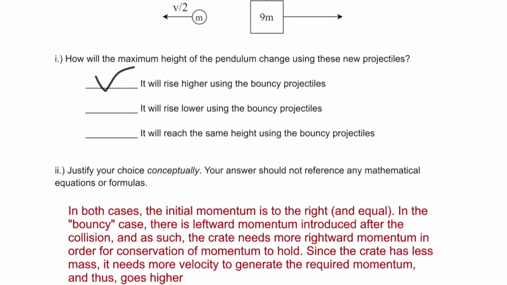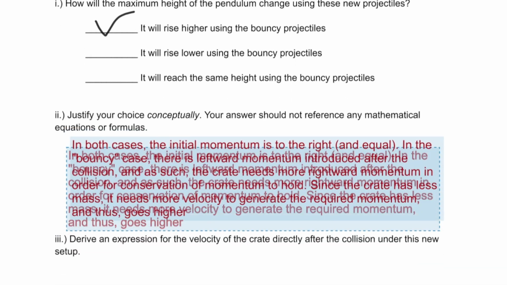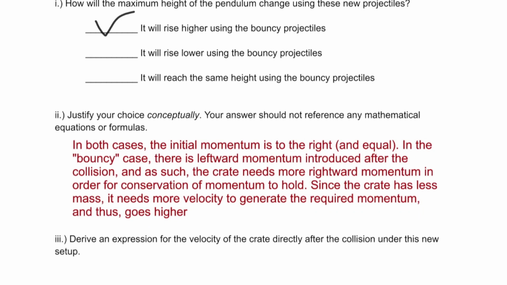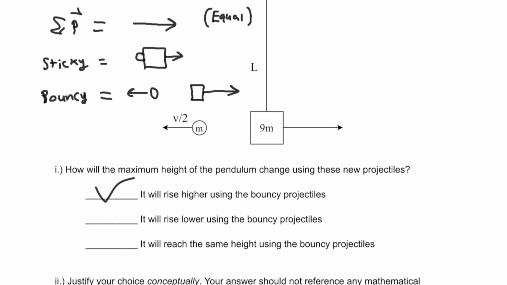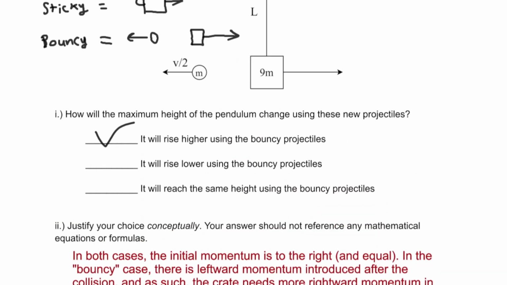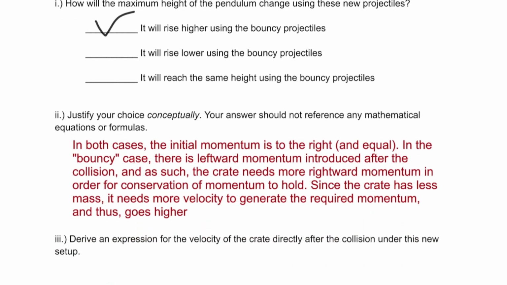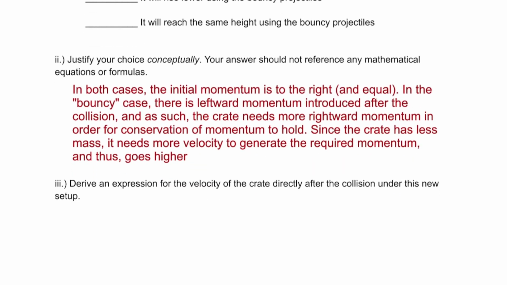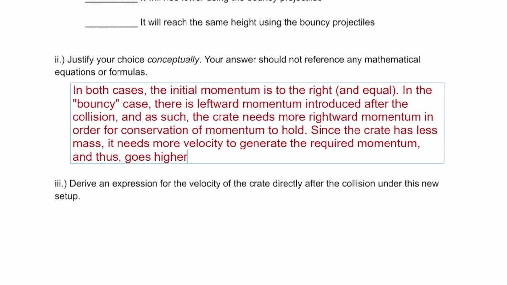Okay, so quite a lot of words going on here, but that is a complete response to this. So again, it's all about the fact that in this case, you're getting negative momentum, so the crate actually has more work to do in order to balance out, to get the momentum to be constant. And it goes higher because its initial KE is larger.